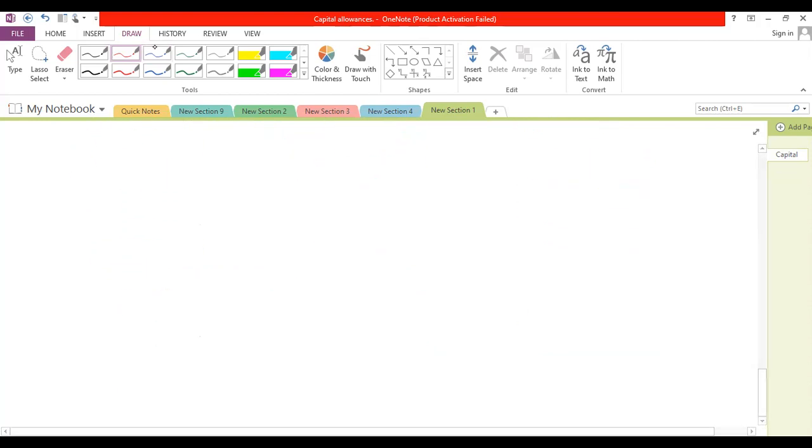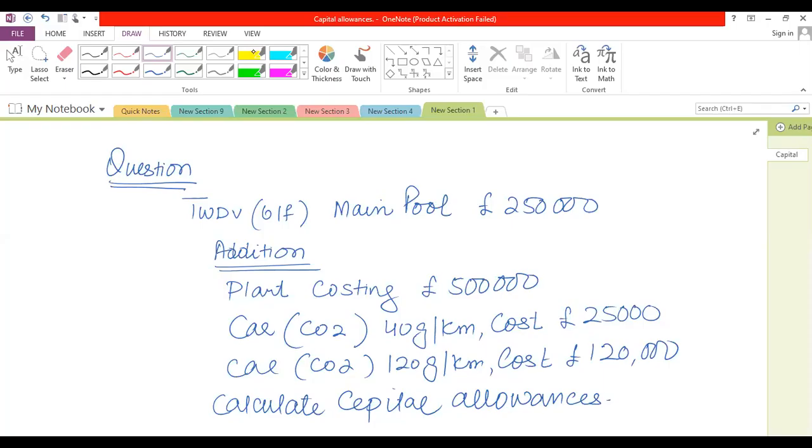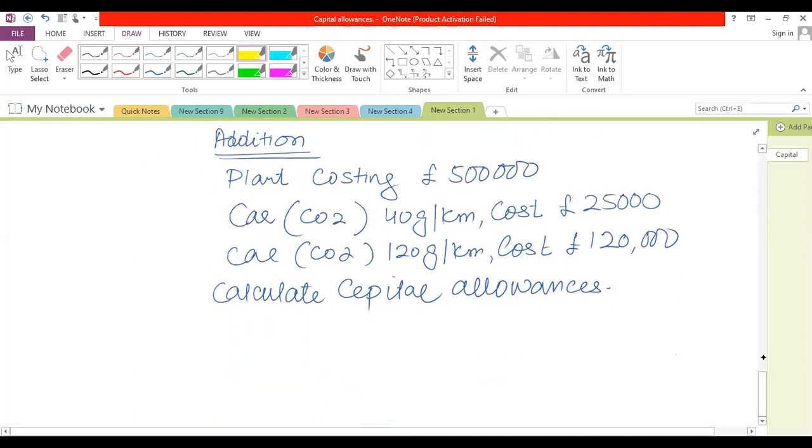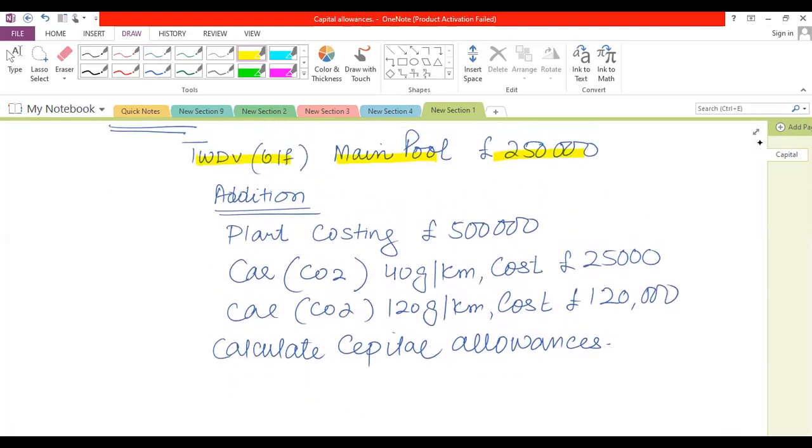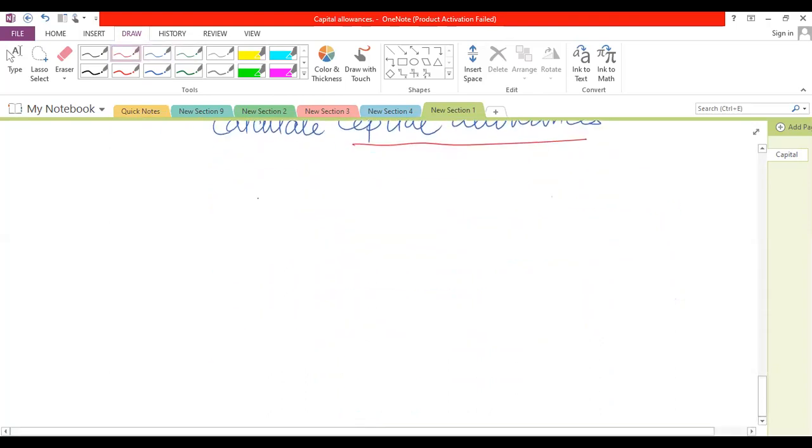Let's discuss another example. So this question says that we have TWDV brought forward of the main pool is 2,50,000, and then we have purchased a plant at a cost of 500,000 on which AIA is available. Then we have a car having CO2 of 40 gram per kilometer. This car is eligible for first year allowance. Then we have another car that is 120 gram, and that 120 gram says that it's a special pool item. So we have to calculate capital allowance. So let's move to the format.